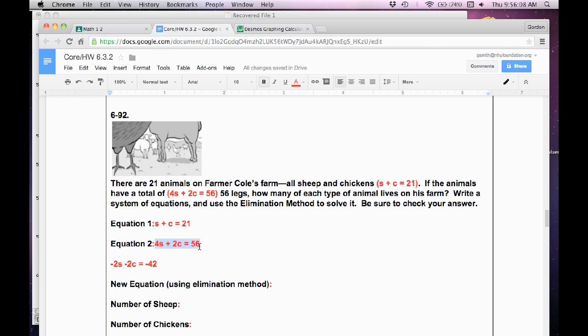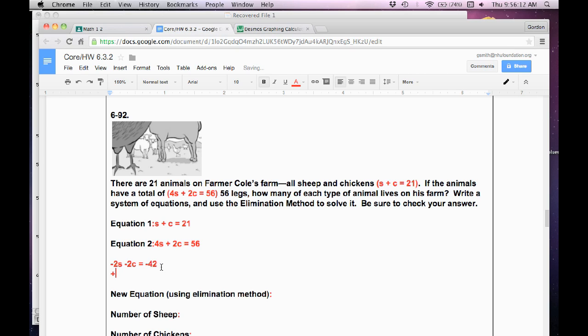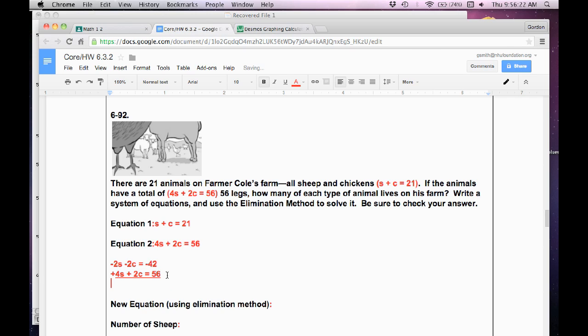And the reason I did that, of course, was to make the C's disappear. So I'm going to do underline, to show that I am indeed adding the two equations together. And I have negative 2S plus 4S. So negative 2 plus 4 equals a total of positive 2S. And then I have negative 2C plus 2C. Those are going to cancel out, so it's going to be plus 0. And then it's going to be equal to negative 42 plus 56.